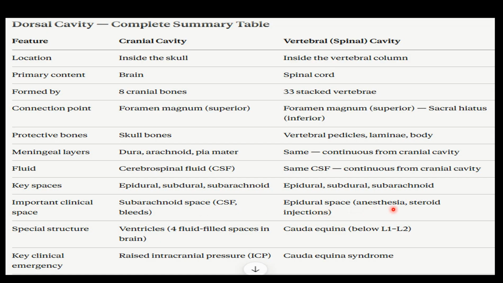Epidural space, that is anesthesia, steroid, and injection. This is regarding the important clinical space. Then special features: ventricles, cauda equina. Key clinical emergencies like raised intracranial pressure, ICP, and cauda equina syndrome. So these are just a comparison for all the types and features, just to compare the cranial and spinal cavity.